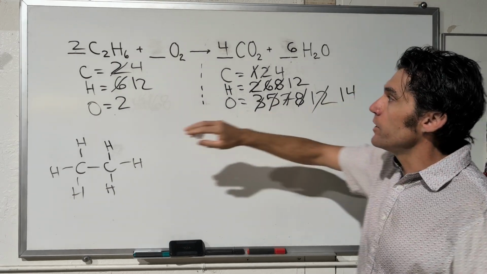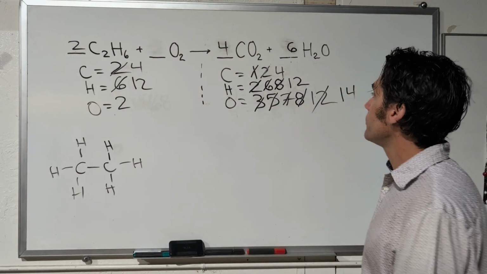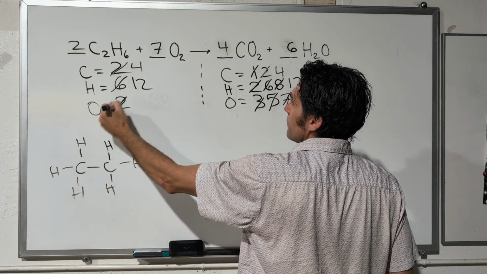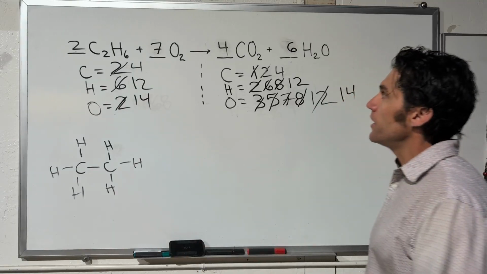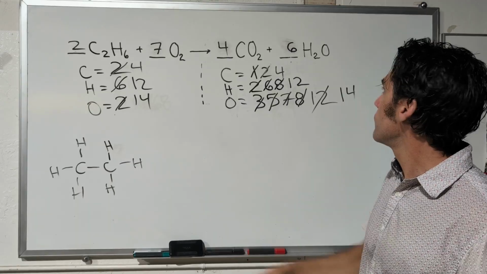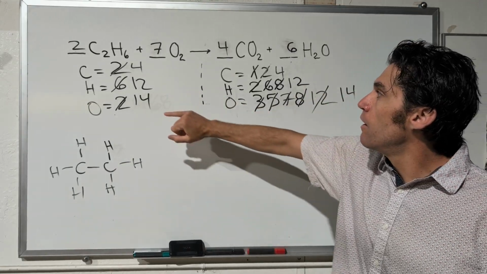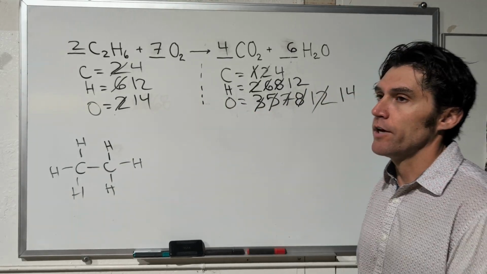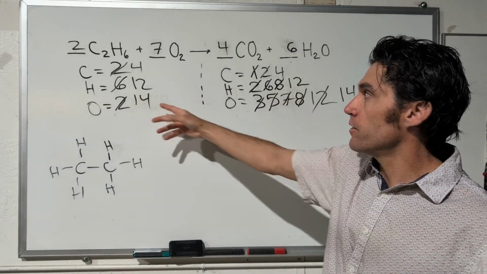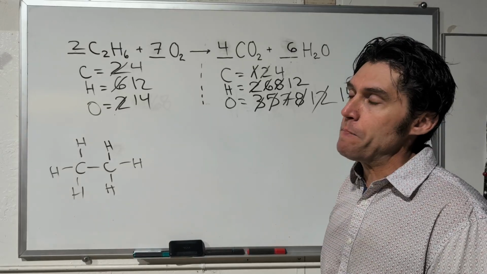Good, because we can multiply 2 by something to get 14, and that is 7. So 2 times 7 is 14. Guess what? We did it. We got 4 carbons on this side, 4 carbons on that side, 12 hydrogens, 14 oxygens. So yeah, a little bit trickier. We had to do a little bit more guess and check and crossing out, but we did it.